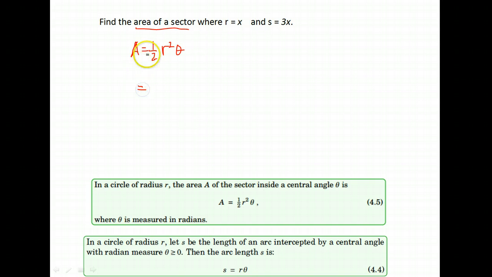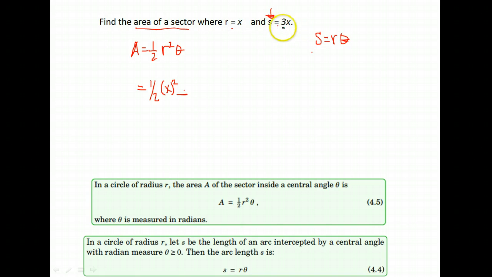So what do we have? We need area, 1/2 we can throw in there. The radius, it says, was x, so where the radius was, I'm going to put an x. I don't have my theta though. Again, they gave me s, which is my arc length. So I use the formula for arc length: arc length s equals r times theta. I put in the two things they gave me, my radius and my arc length.